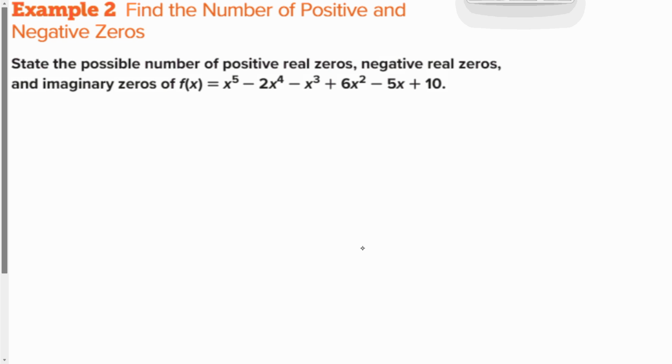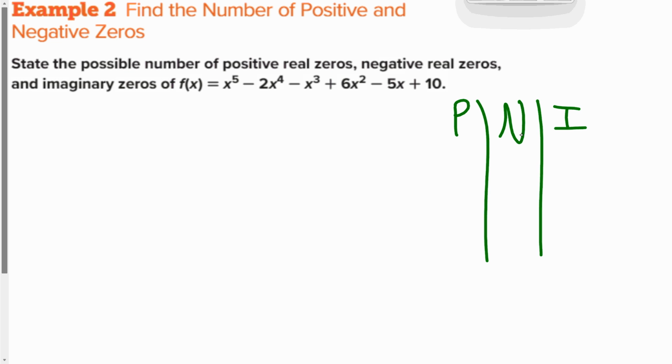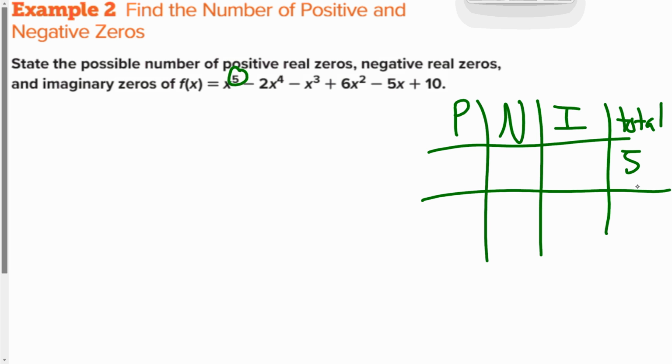We're going to find the number of positive, negative, and imaginary zeros as well. We're going to use Descartes' rule of signs. So we want to find how many possible positive solutions, negative solutions, and imaginary solutions there are. The book just might find positives and negatives, and then we have our total. Well, we look at the degree, which is 5, so that means our total should be 5. And these are just the different possible combinations that we can have.